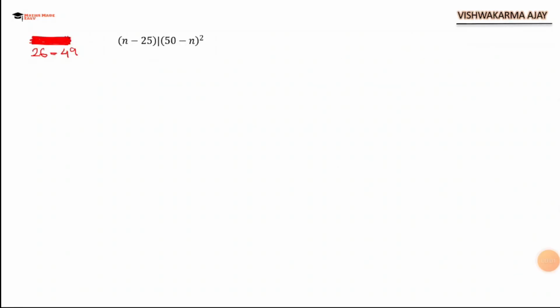Let's see the first one, numbers from 26 to 49. We have the formula n minus 25 and 50 minus n the whole square. Okay, let's do a few examples. We will try 29. n minus 25, that is 4. And 50 minus n, that is 21. The square of 21, as you know, is 441. So our square of 29 is 841.